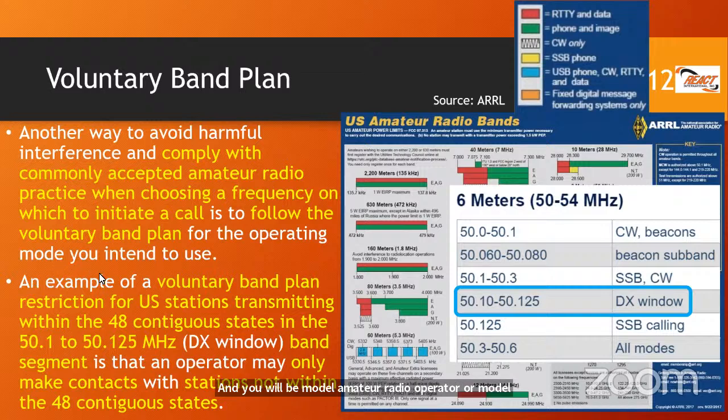So another exam question in relation to the voluntary band plan is that an example of a voluntary band plan restriction for U.S. stations transmitting within the 48 contiguous states, that's the United States of America, in the 50.1 to 50.125 megahertz band, also called the DX window, and DX means long distance, is that an operator may only make contact with stations not within the 48 contiguous states. So let's dissect what this means.